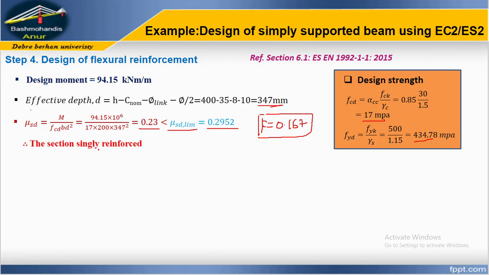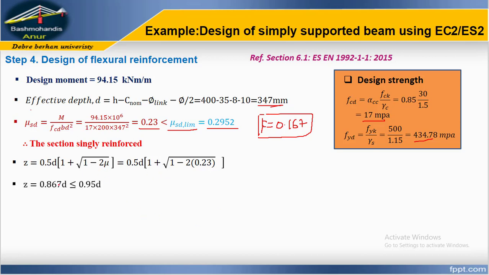Okay, next to calculate this parameter Z. Z equals 0.5 D times 1 plus the square root of 1 minus 2 times mu. Therefore, substituting the values, Z equals 0.867 D, in terms of D. This must be less than or equal to 0.95. Let's see.